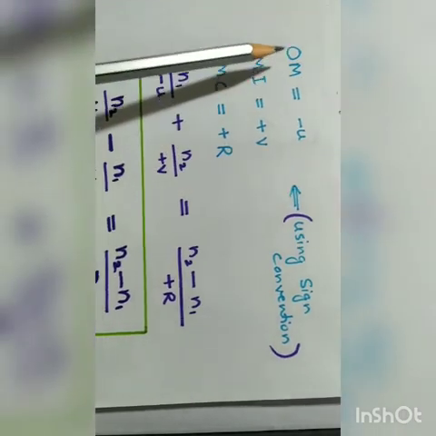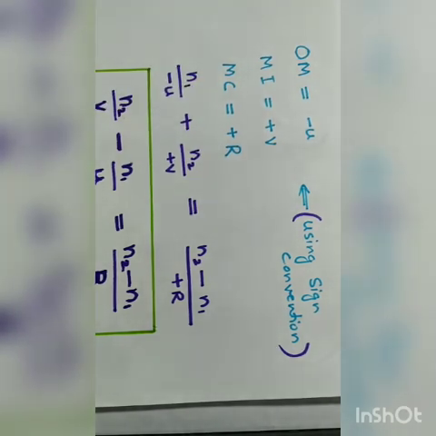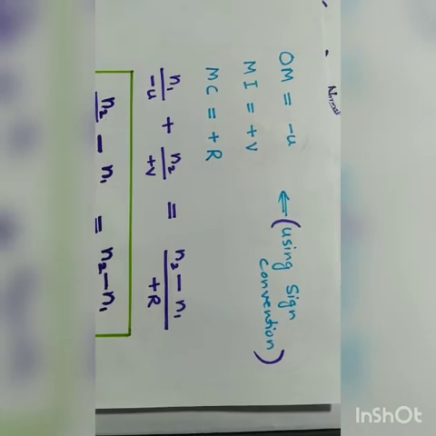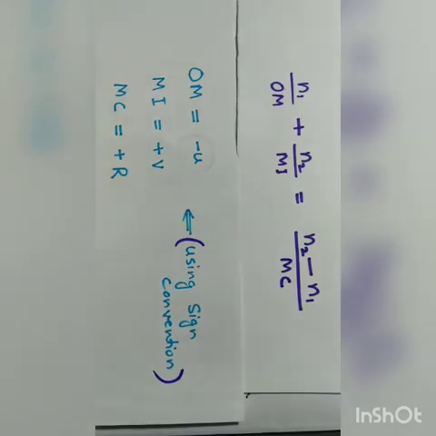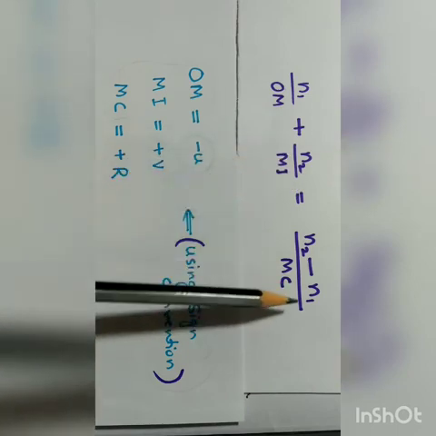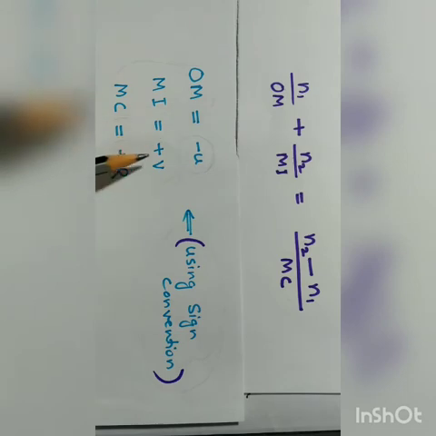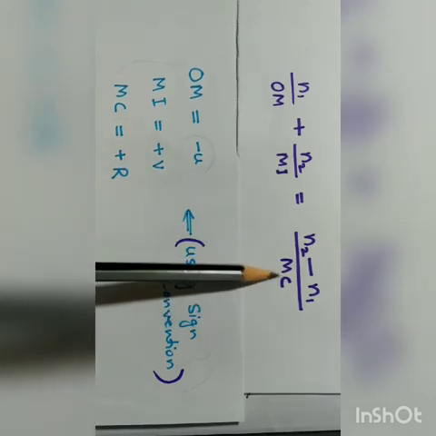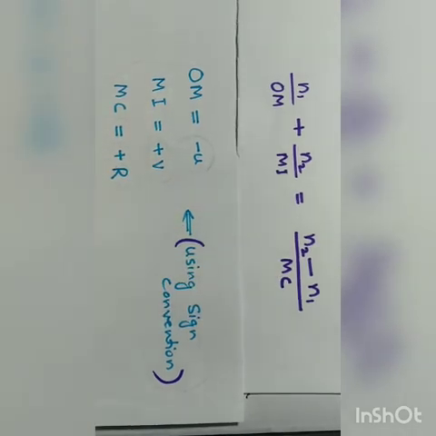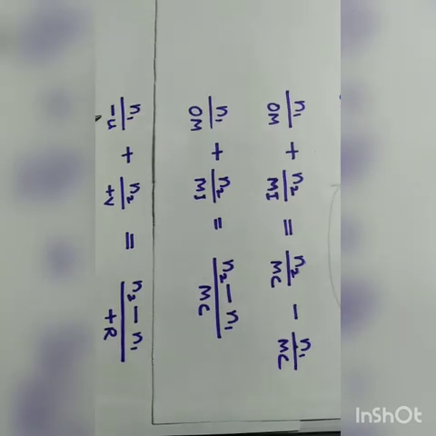So we are going to put the values of OM, MI and MC in our relation. Let us substitute. Substituting the values of OM, MI and MC, instead of OM I am going to write minus u, instead of MI plus v, instead of MC plus R.